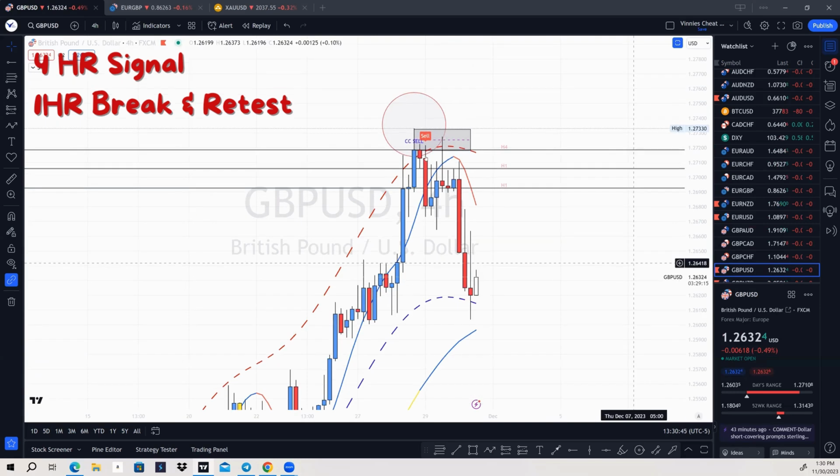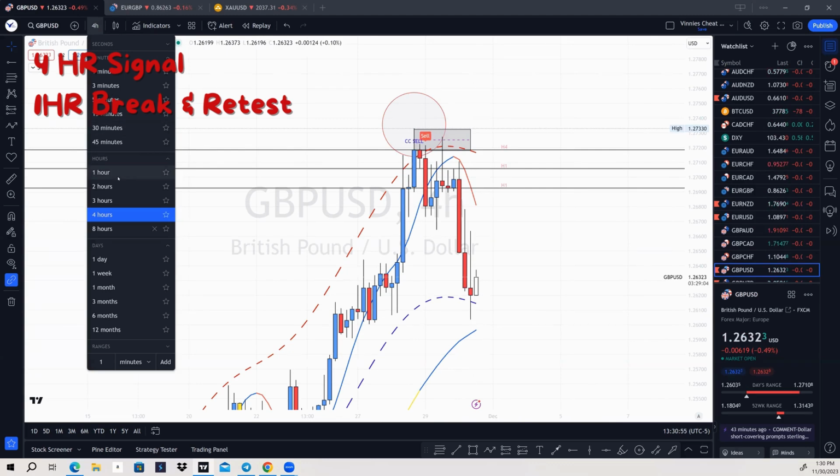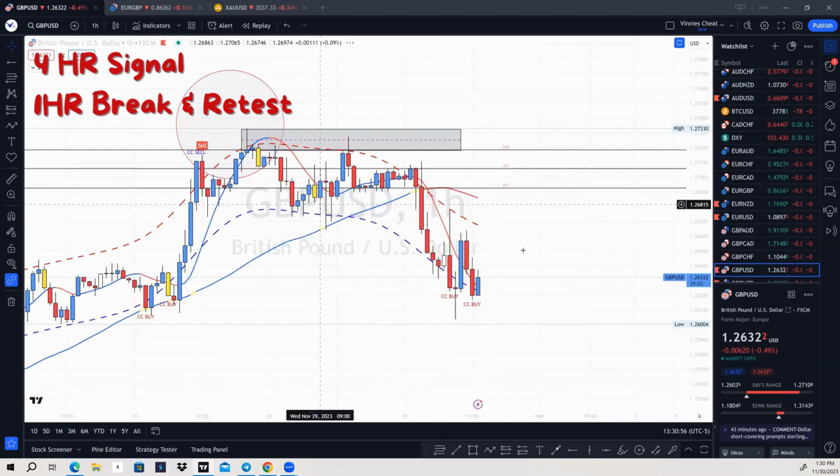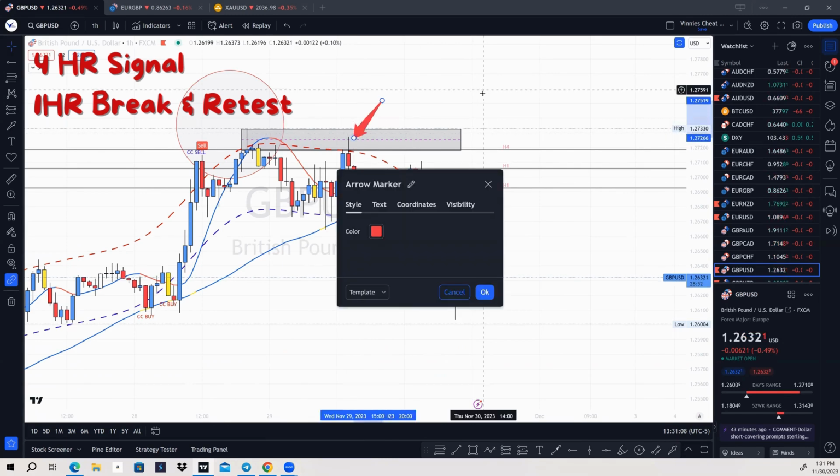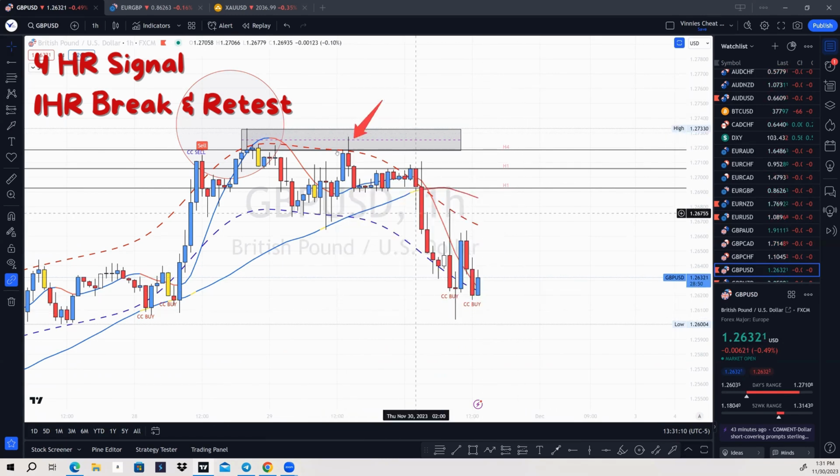Okay. So on the 4-hour signal, we had a CC sell. This is the highest point. We take our rectangle tool and we draw it over. Now, next thing we want to do is patiently go to the 1 hour time frame and wait for price to get back into this area here, which it did. This was the retest candle, as you guys can see. And then price dropped for GU.